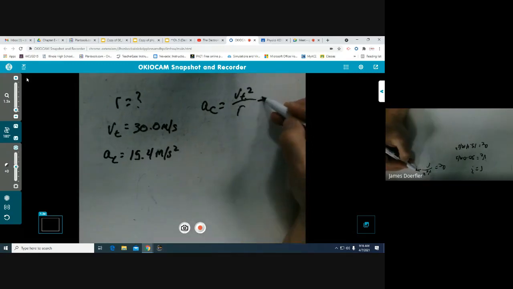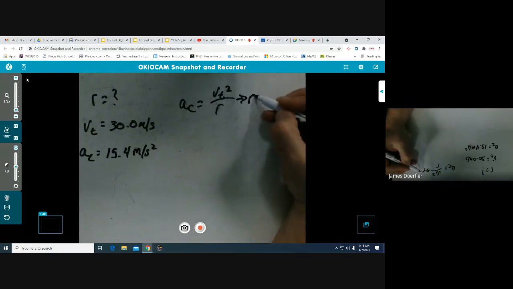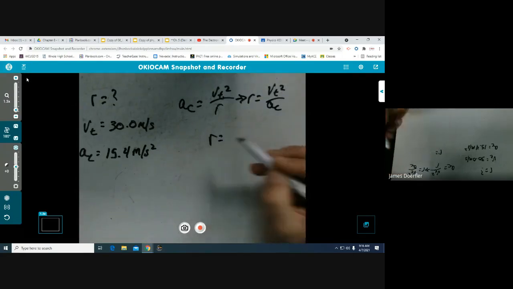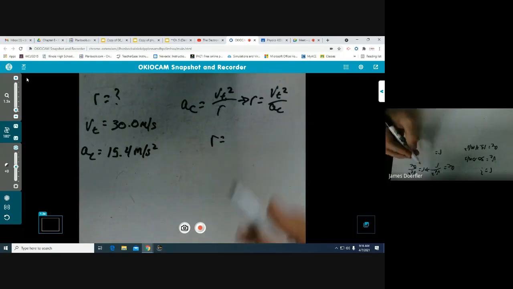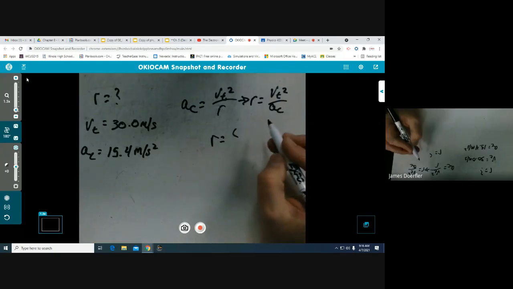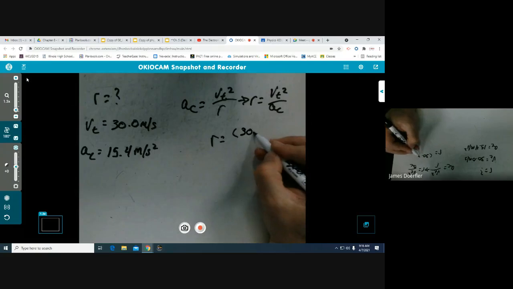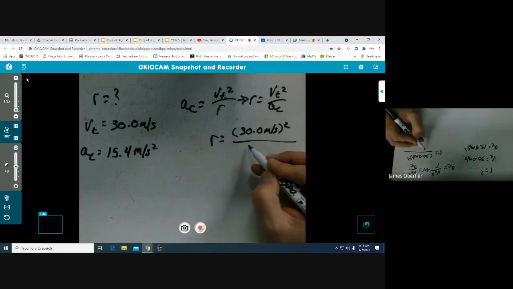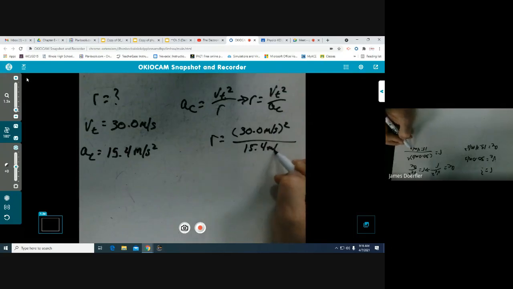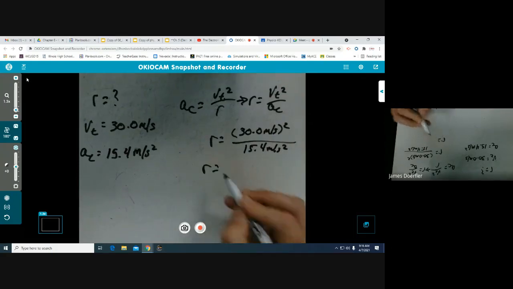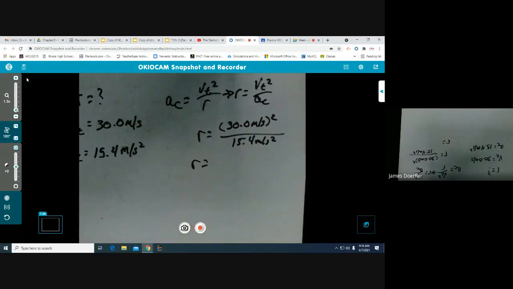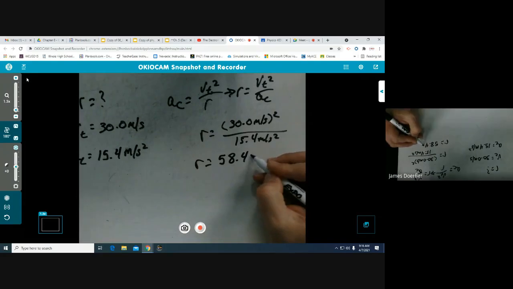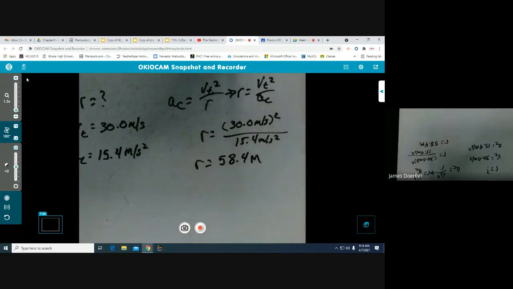So we're going to rearrange this to have our radius is equal to VT squared divided by centripetal acceleration. So go ahead and plug in your numbers here. We've got 30.0 meters per second, and square that divided by 15.4 meters per second squared. 58.4. What's your unit? Meters.